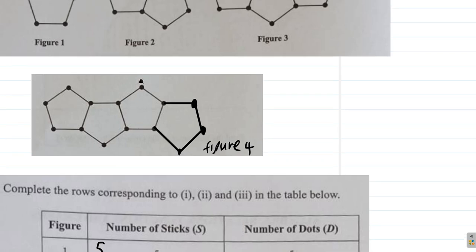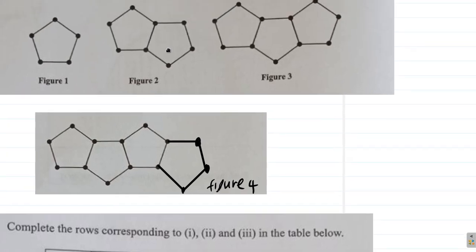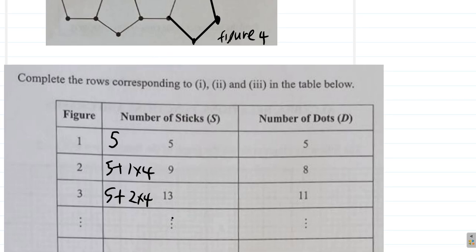Because we have only one additional pentagon. Here we have no additional pentagon, just the original. So it's 5 plus 0. But how can we put a 4 here to follow the pattern? Well, we could say 5 plus 0 by 4 equals 5. 5 plus 1 by 4 equals 9. 5 plus 2 by 4 equals 13.